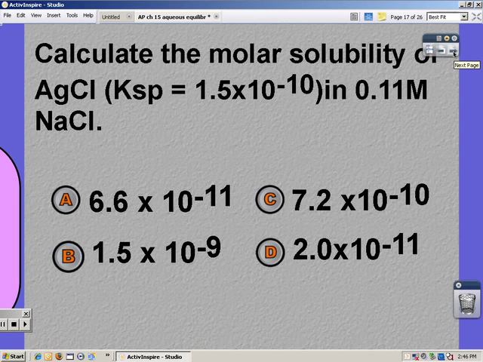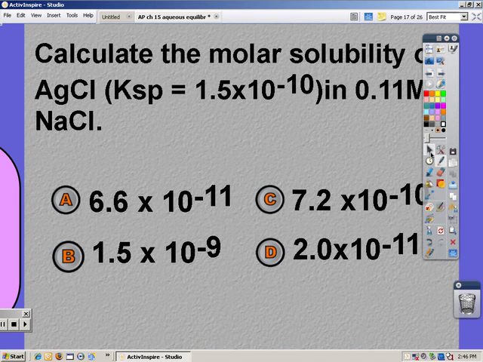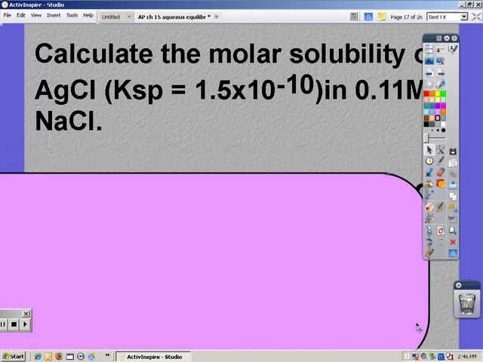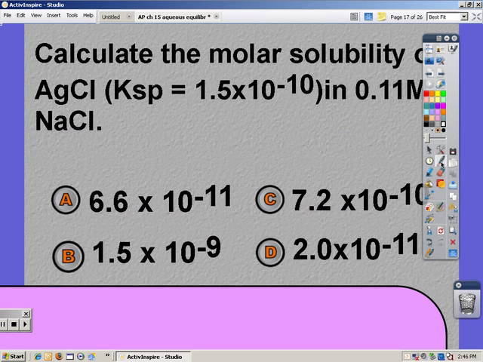Pause the video and try this one on your own. Restart when you think you have the answer. Right, your answer should be B, rounded, and it should actually be 1.36 times 10 to the negative 9th.